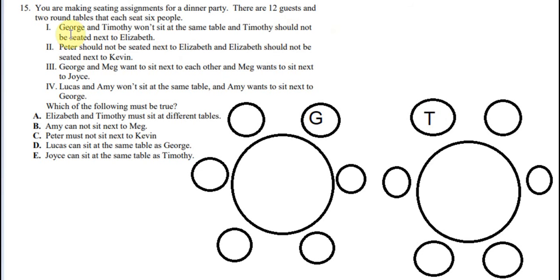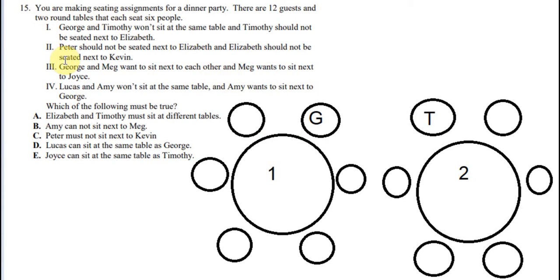Timothy should not be sitting next to Elizabeth. So we put the T here, so Elizabeth can sit at round table number 1. I just put number 1 here. Maybe Elizabeth can sit here, or maybe here, so we don't know exactly. But we know J and T are separated here.